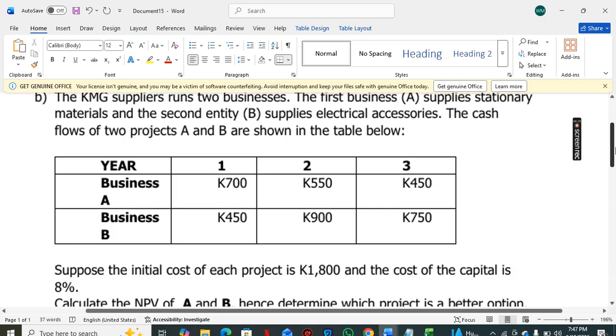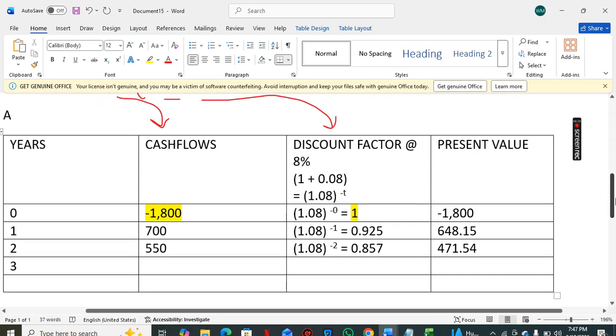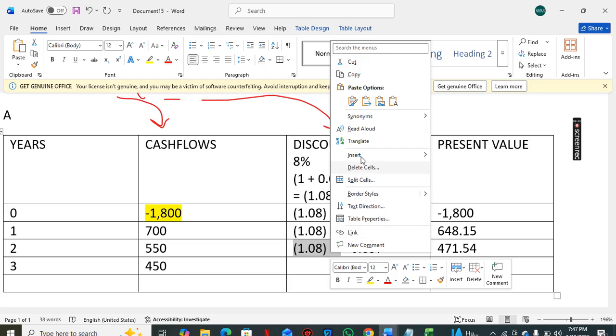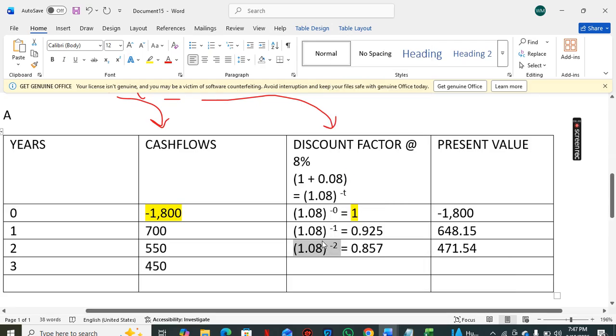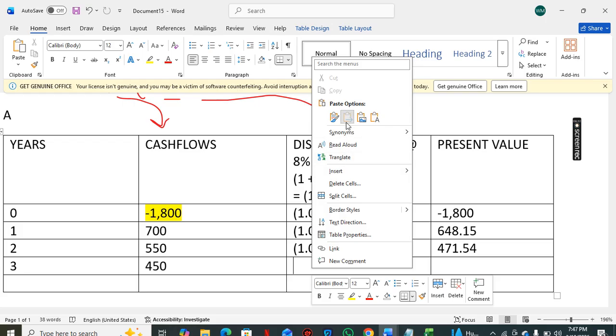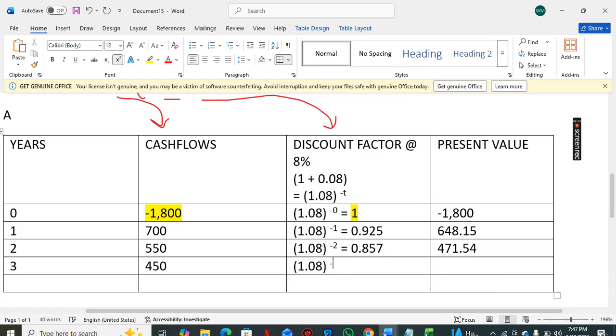The next one is year 3, we're receiving 450 kwacha. You're going to say 1.08 to the power negative 3.